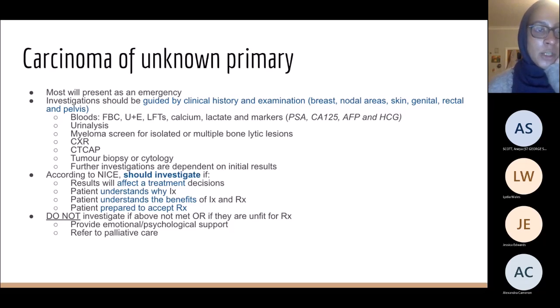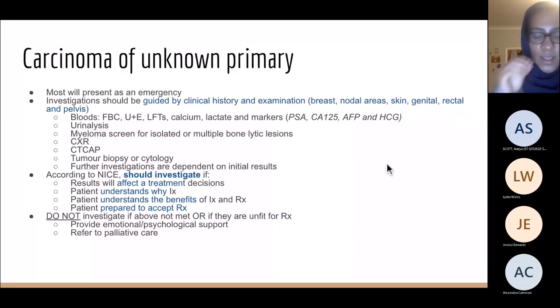For the examination, you might want to do essentially a thorough examination of their body, looking at the different lymph nodes. So you might want to do a breast exam, looking at the skin properly. You might potentially consider PR rectal or pelvic examinations and things like that. And then from there, you want to do your bloods. So you've got your routine things like your full blood count, your renal profile, which is your U&Es, looking at calcium levels. And you might want to do specific cancer tumor markers as well.